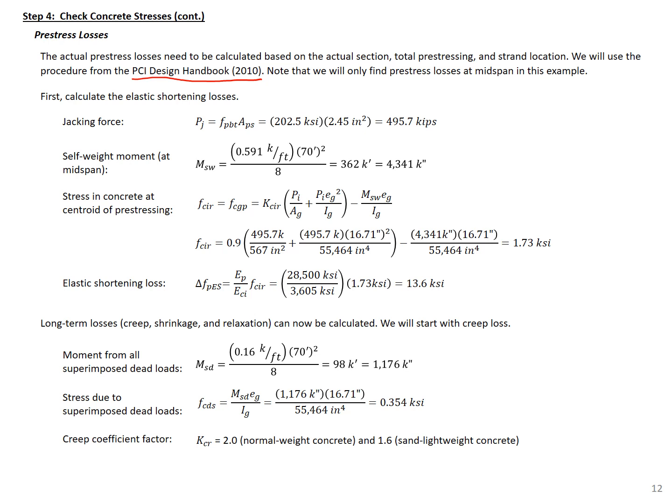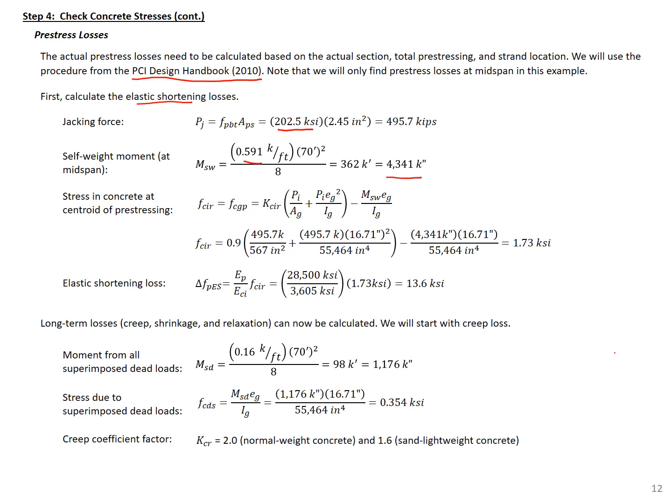But anyway, with the PCI design handbook method, we need to calculate our elastic shortening loss, and then we also calculate our creep, shrinkage, and relaxation losses. So first, with our elastic shortening loss, we need to find the jacking force, so the force in the strands at the time of jacking before elastic shortening. So we take our 202.5 times our total strand area to get that. We need our self-weight at midspan. So this is just the moment from self-weight at midspan. So we have our self-weight, WL squared over 8 to find our self-weight moment.